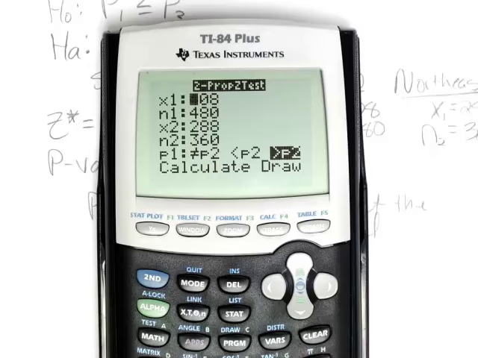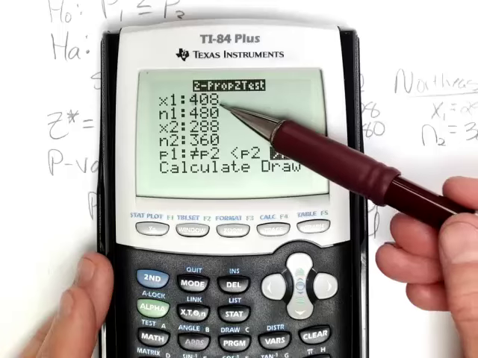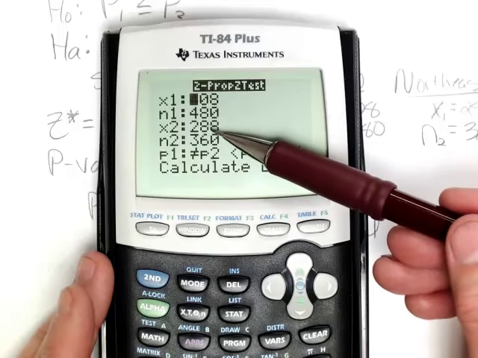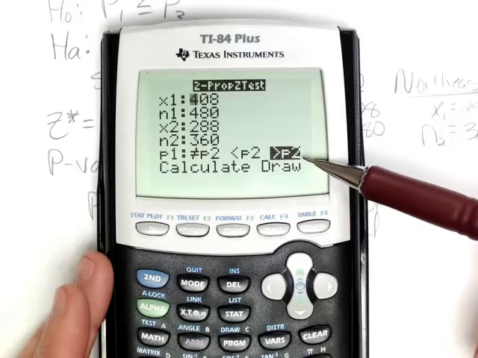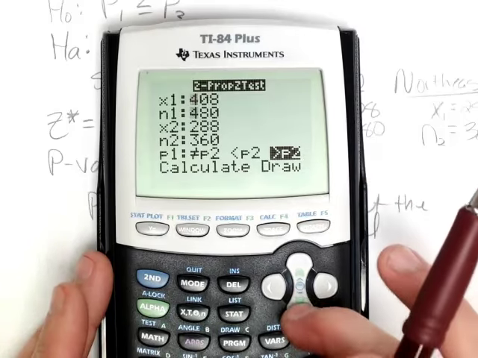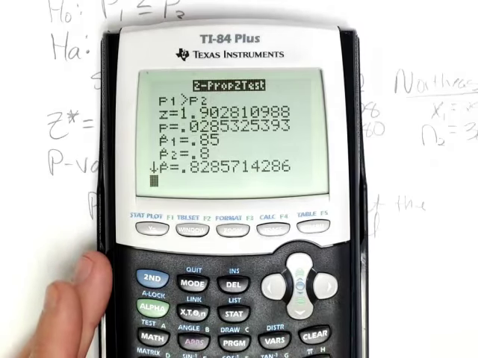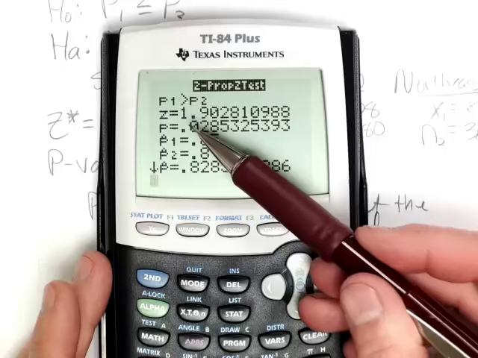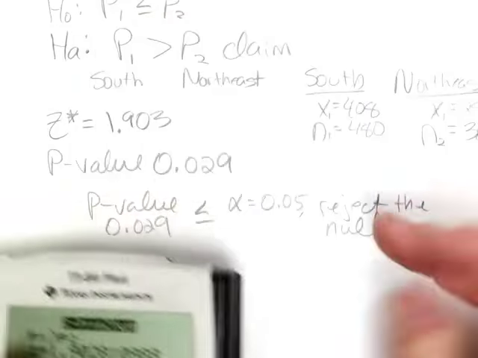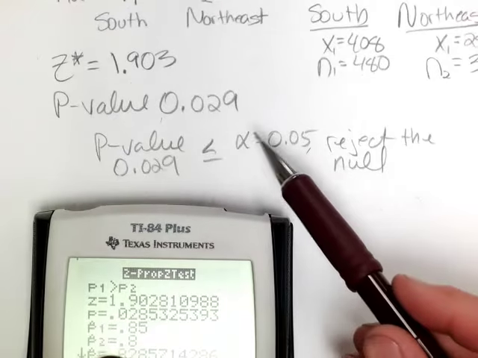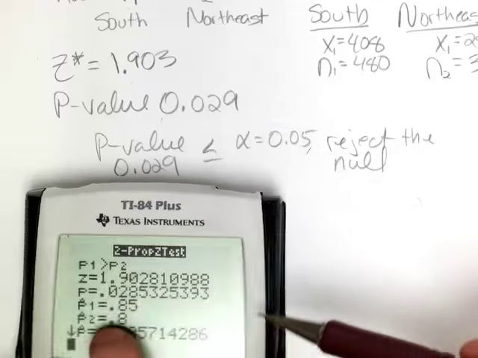go through that step. Okay, so after I select 2-PropZTest, you input the information. I went ahead and changed the direction of the alternative, and then press calculate. Okay, so I got a standardized test statistic of about 1.90 with a corresponding p-value of about 0.029, with some rounding.